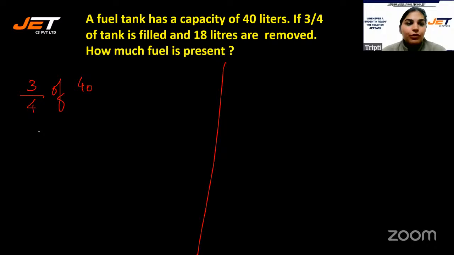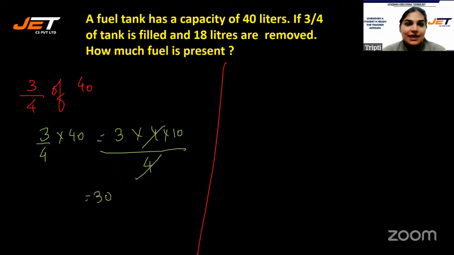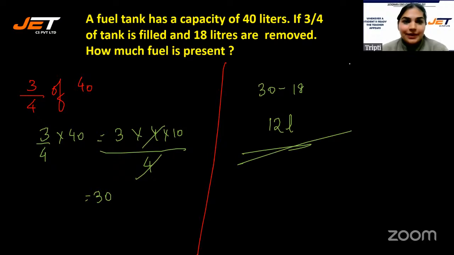So 3/4 of 40 we will find. 3/4 of 40 here, I can write it as 3 times 4 times 10, and in the denominator it's 4. So 3 times 10 is 30 liters. And it says 18 liters you have removed, right? We have removed 18 liters. So how much is left? 12 liters is the answer. Okay, we will do one more question now.